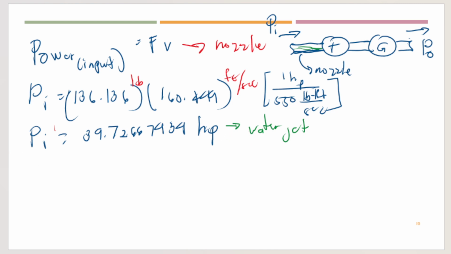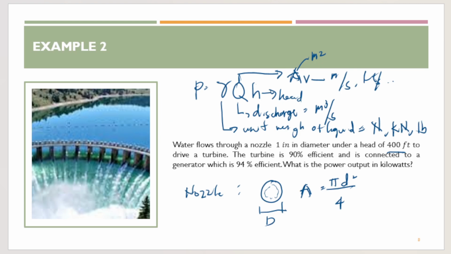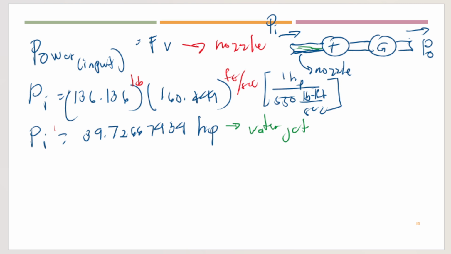Now, what the problem asks for is the power output, but we are given the efficiency. The efficiency of the turbine is 90%, while the efficiency of the generator is 94%. Let's write that: eta of the turbine is 90%, while the eta, or efficiency, of the generator is 94%. This symbol is efficiency, the Greek letter eta.